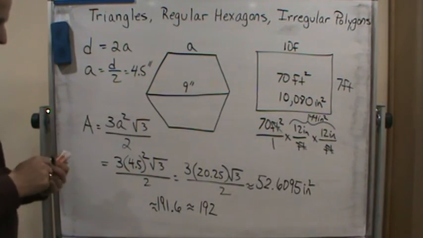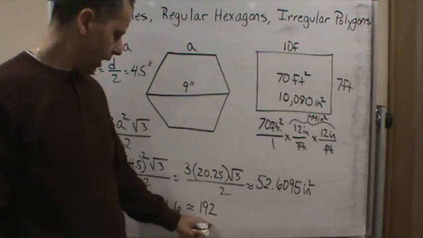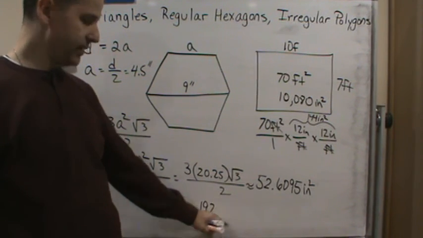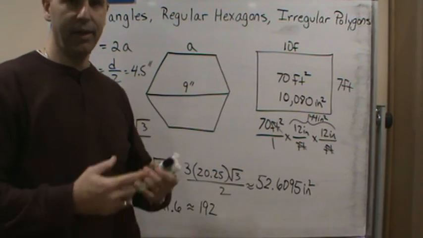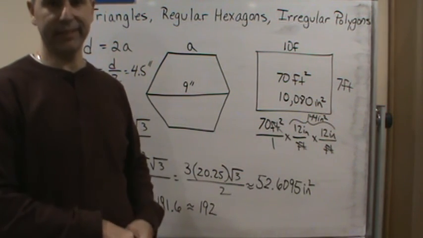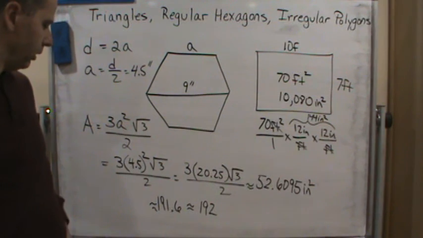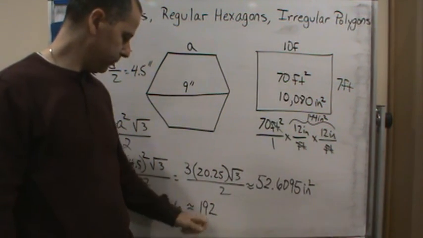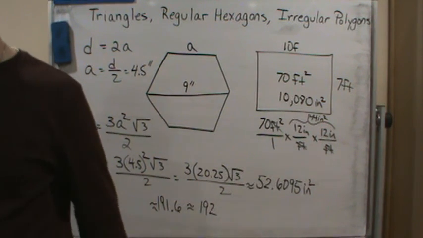To be honest with you, what I would do is I would actually add 10% to this. So I would actually add 19 more tiles. Why? Because you might break some, miscuts, things like that. So you always want to add more. But anyway, to answer the question for the problem, it's 192 tiles approximately.